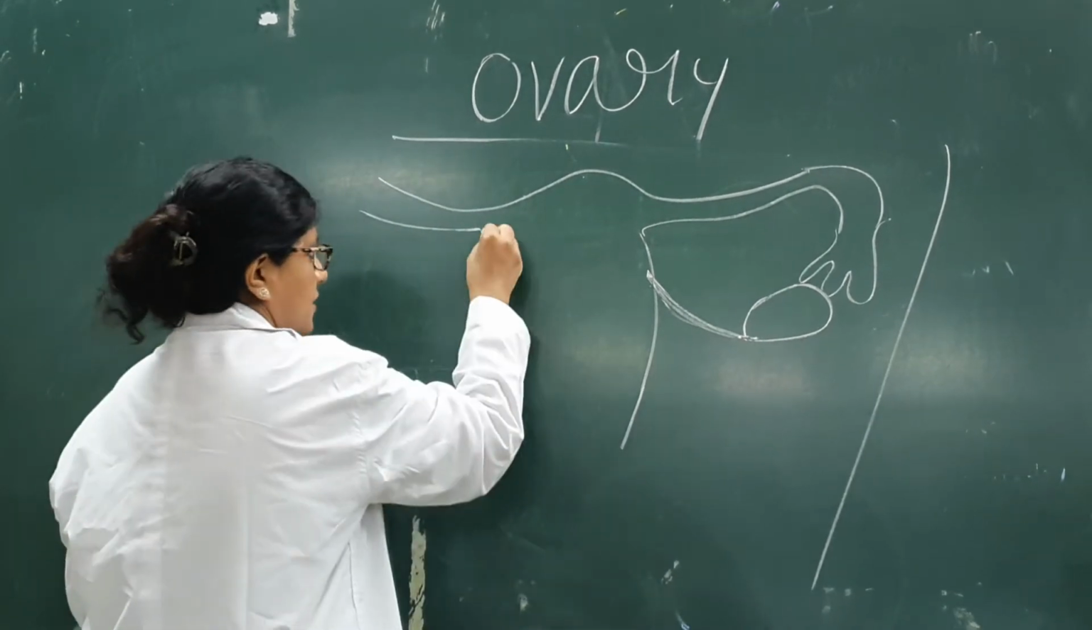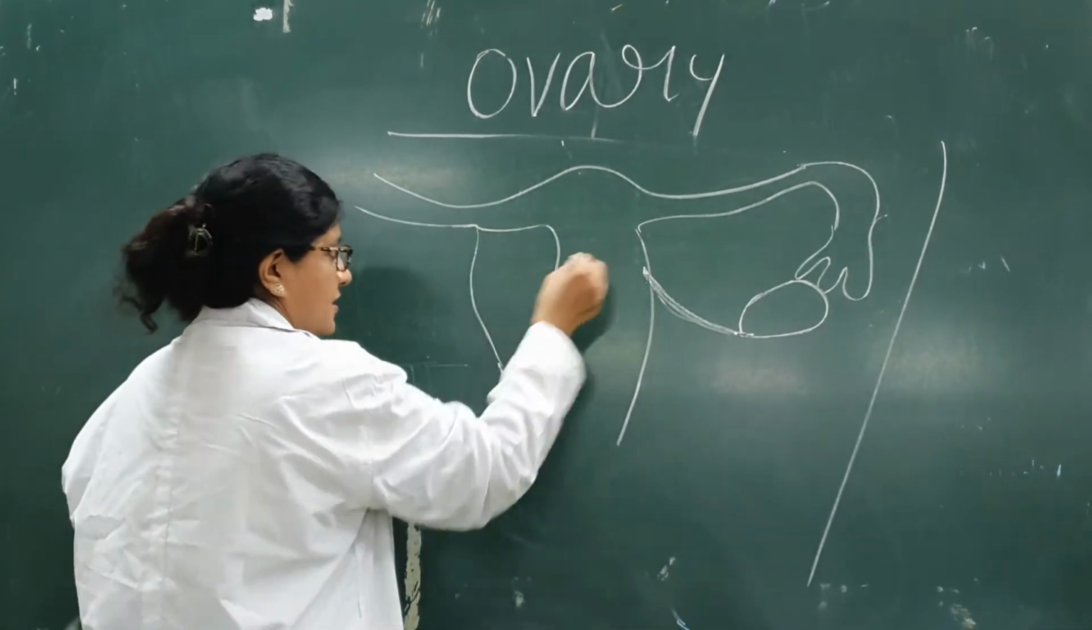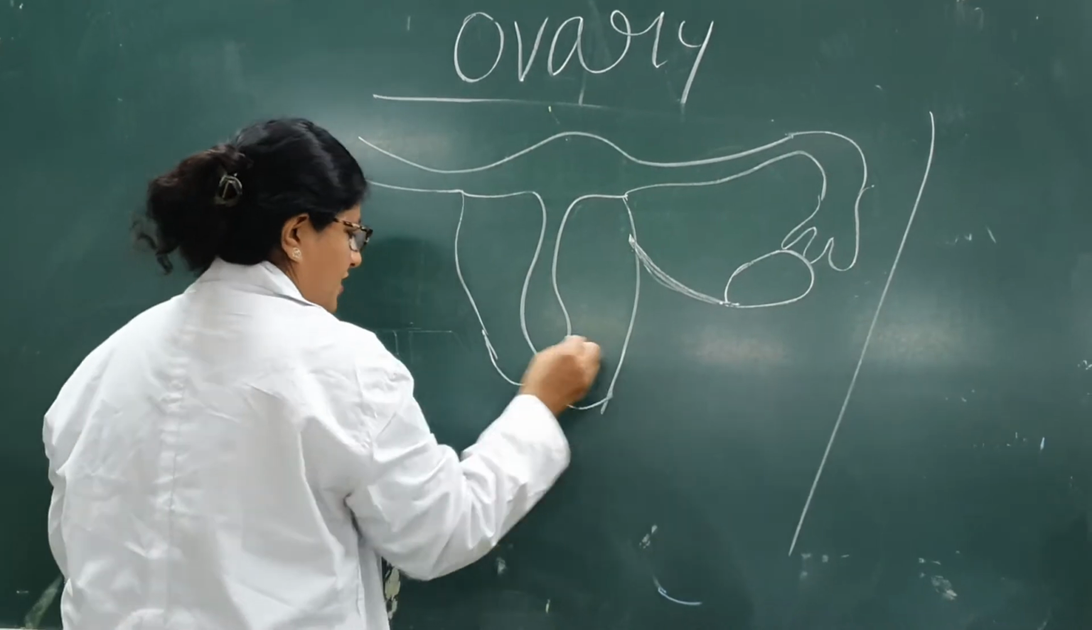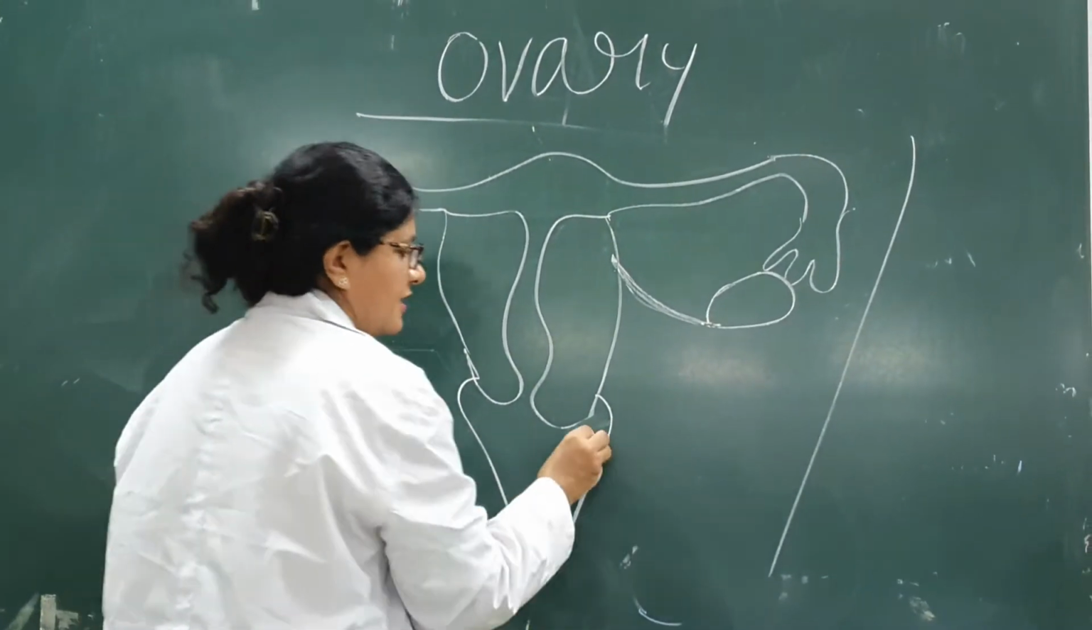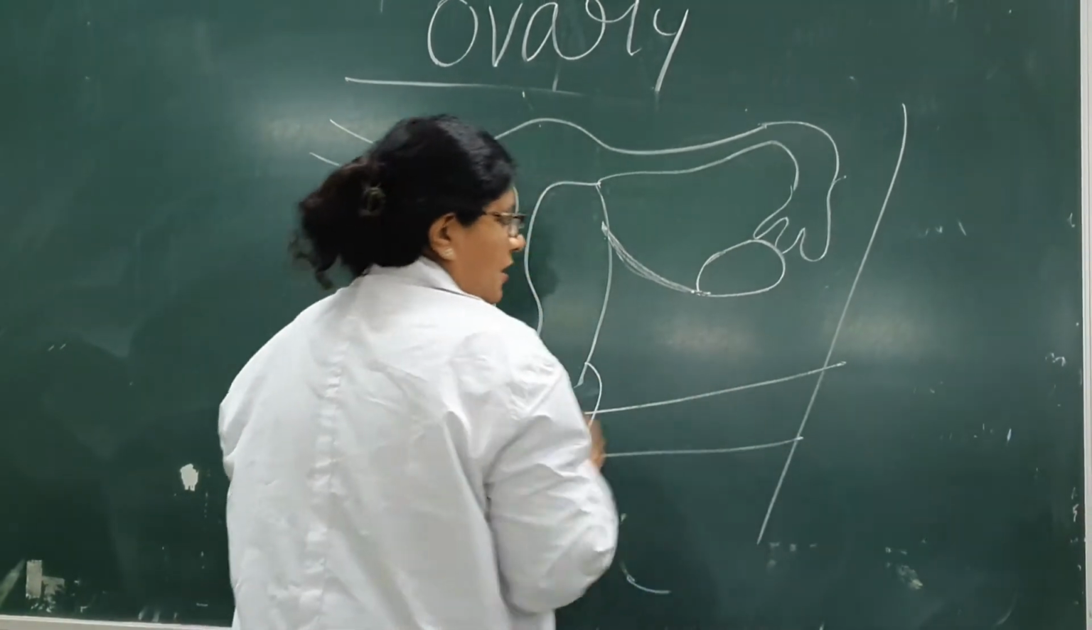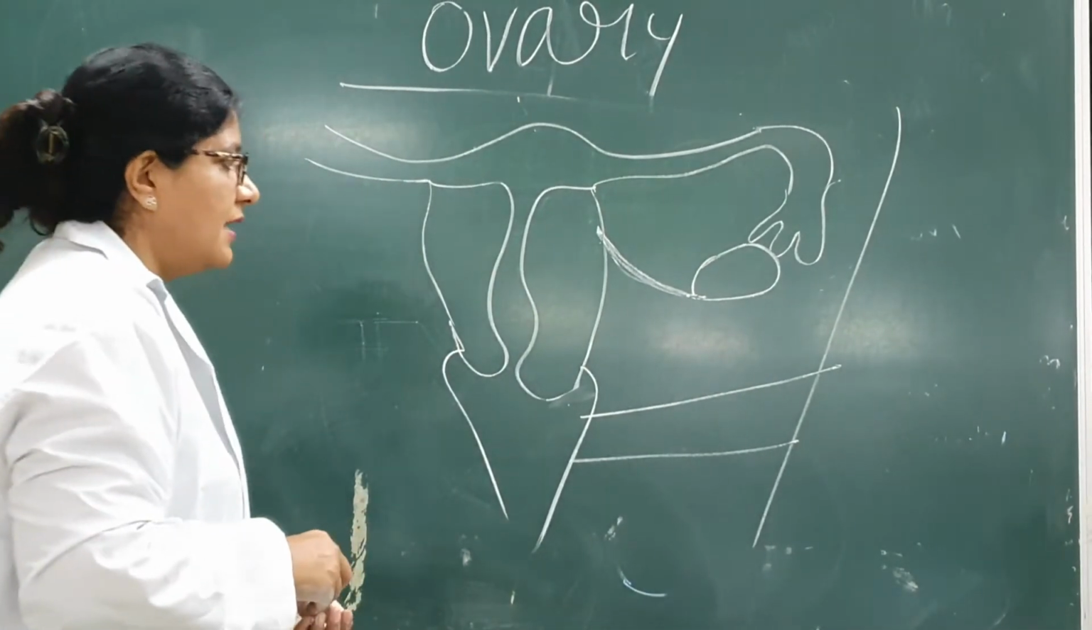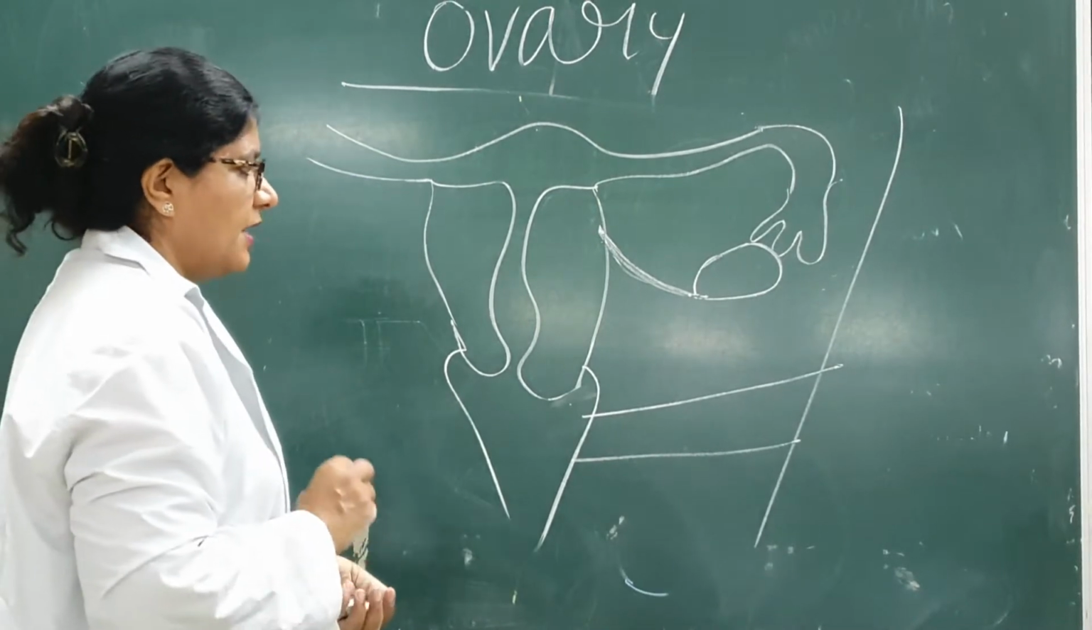And from here, this is the uterine cavity. Now this is the vagina. From here, that's the pelvic wall. Okay. Now this is the broad ligament. So this is the ligament of the ovary.